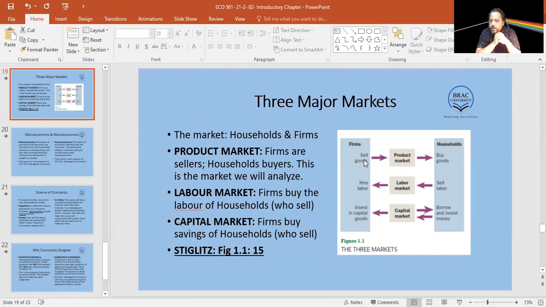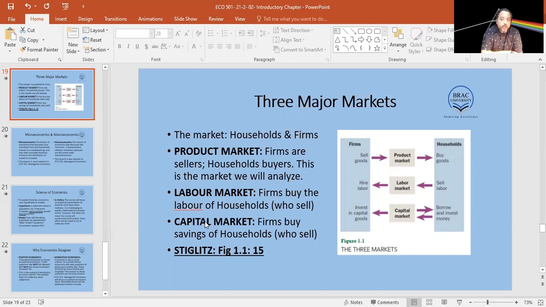Who supplies labor? In this case, the labor is supplied by the households. How many hours they're going to be working in the job market? That decision is made by the households. Who buys this labor? The firms buy the labor. So if we look at the second one, what is happening? The households are selling the labor in the labor market. Firms are buying. They're hiring the labor. Hiring means basically they're buying the labor, okay?